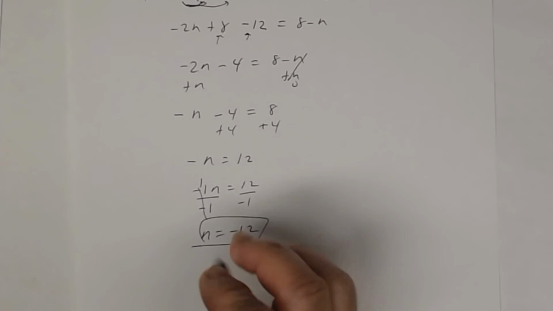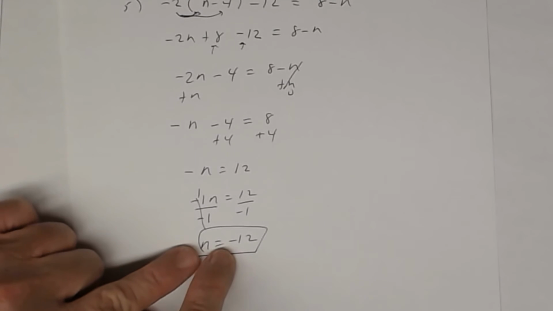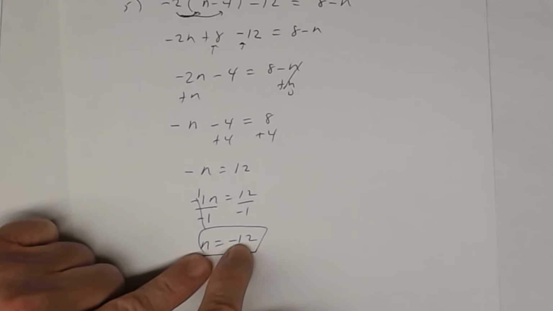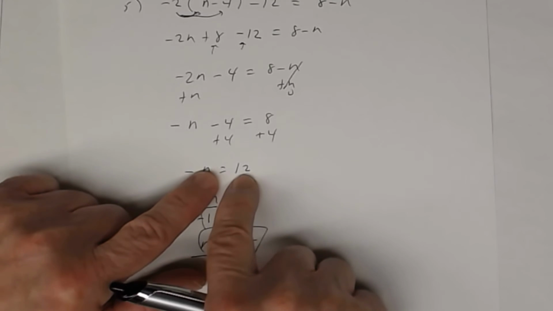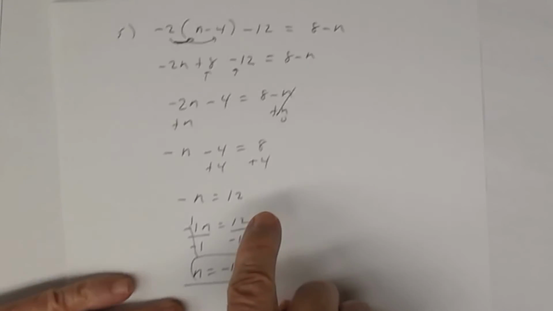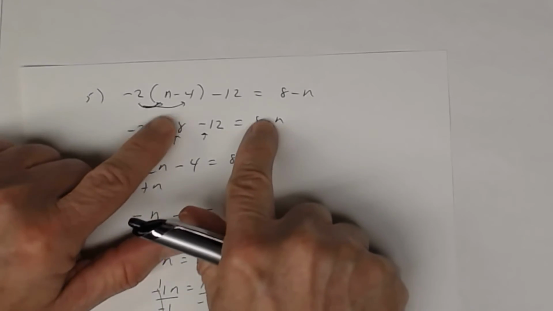So you found the solution. So the solution here, this n equal negative 12, is the solution to this, to this, to this. All those are equivalent equations to this, and the original.